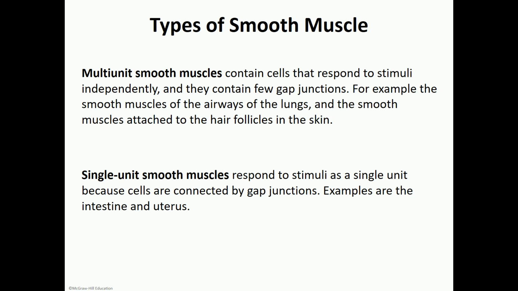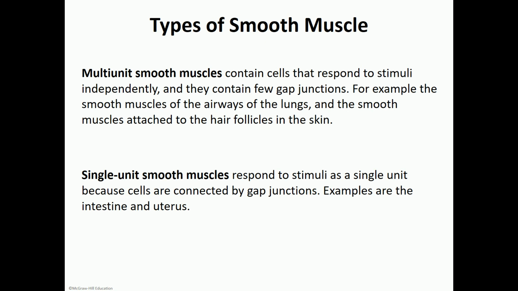Different kinds of smooth muscles that we have: multi-unit and single-unit smooth muscles. Multi-unit smooth muscles are smooth muscle cells that pretty much act independently of each other. They do not have gap junctions, and if they do, they're very few. For example, the smooth muscles of the airways of the lungs, smooth muscles of the hair follicles in the skin. We can also see them in the smooth muscles in the eye. All of these, again, pretty much each individual smooth muscle fiber works independently of each other.